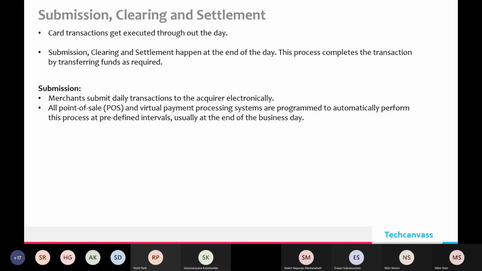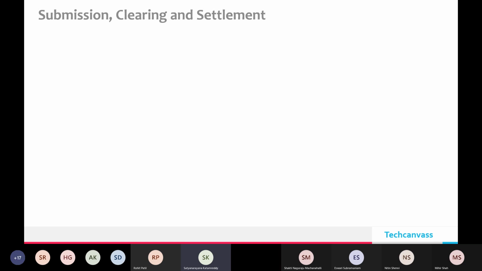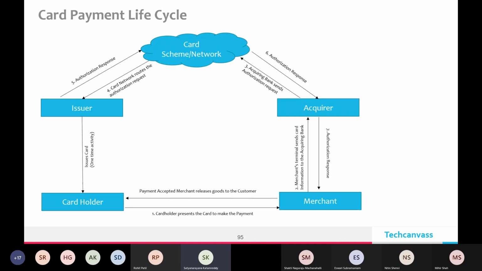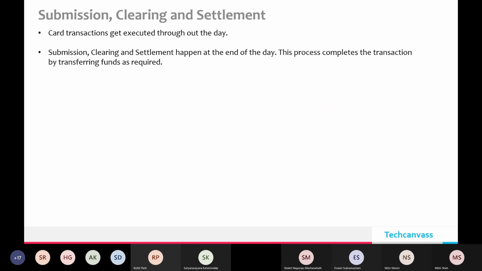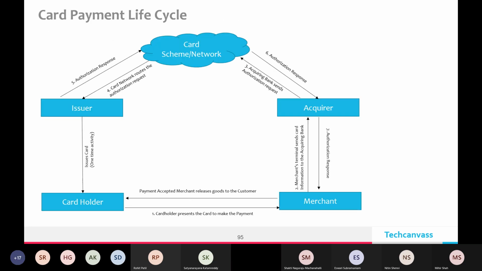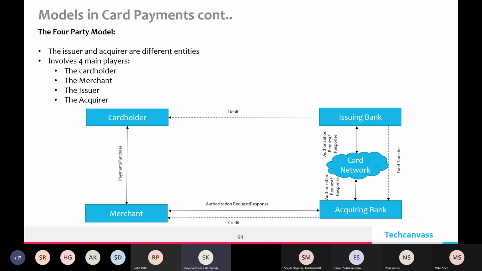So we can. Yeah, please. Yeah, thank you. Is there any scenario where the issuer and the acquirer are different, like the cardholder is enrolled in the issuing bank but the card is not enrolled in the acquirer bank? Okay.